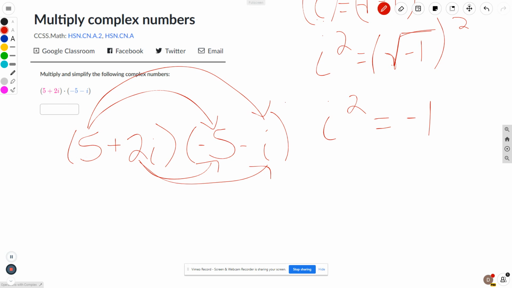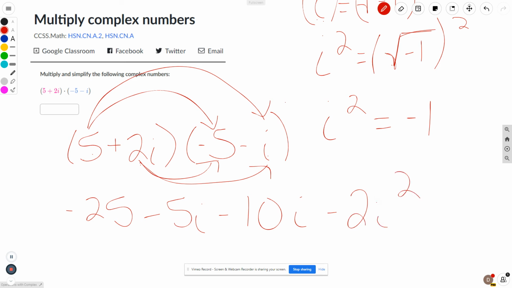So we're FOILing, making sure every single term gets multiplied by every other term. So 5 times negative 5 is negative 25. 5 times negative i is negative 5i. 2i times negative 5 is negative 10i. And 2i times negative i is negative 2i squared.